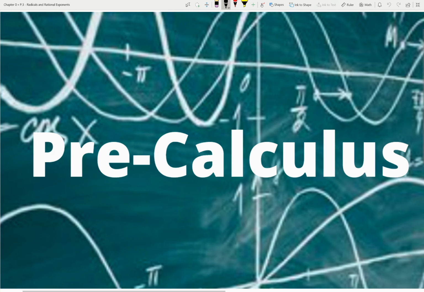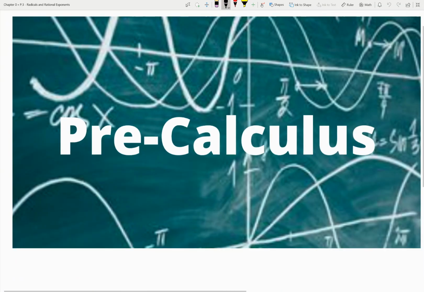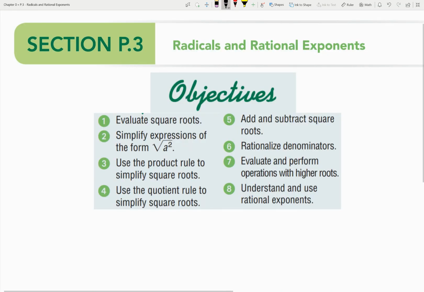Welcome to Online Precalculus. Today, we're going to cover section P3, Radicals and Rational Exponents. So in this section, our objectives are to evaluate square roots, simplify expressions of the form square root of a squared, use the product property to simplify, use the quotient rule to simplify, add and subtract square roots, rationalize denominators, evaluate and perform operations with higher roots, and finally, understand and use rational exponents.